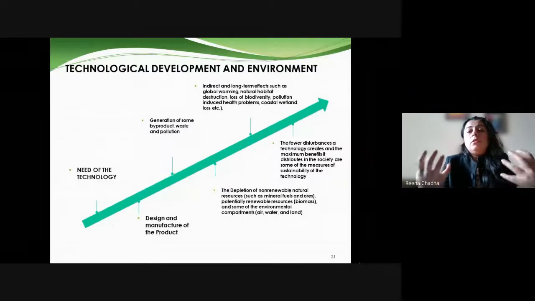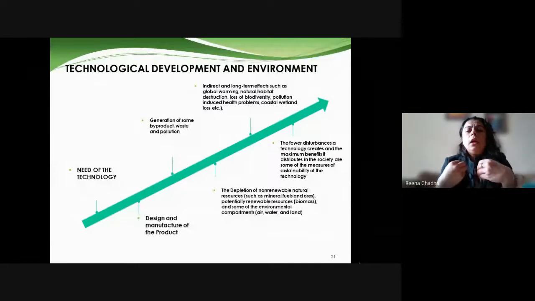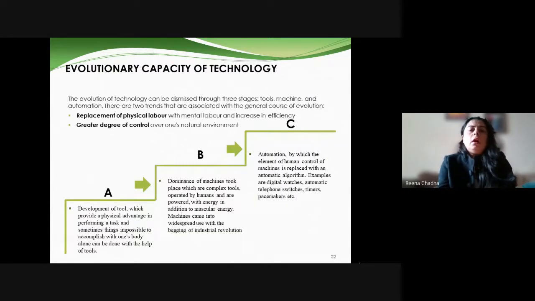A technology should be sustainable when it gives you maximum benefits, it is distributed in the society, and it gives sustainability to the environment. It causes least impacts to the environment compared to the other technologies and other ways which were being used earlier, before that technology came into the picture. So this is the evolutionary capacity, how we are going to create a technology.